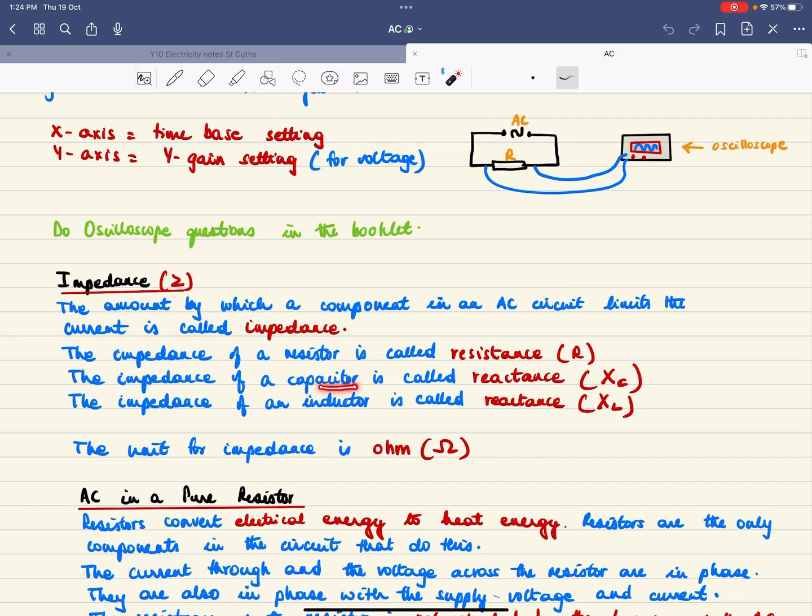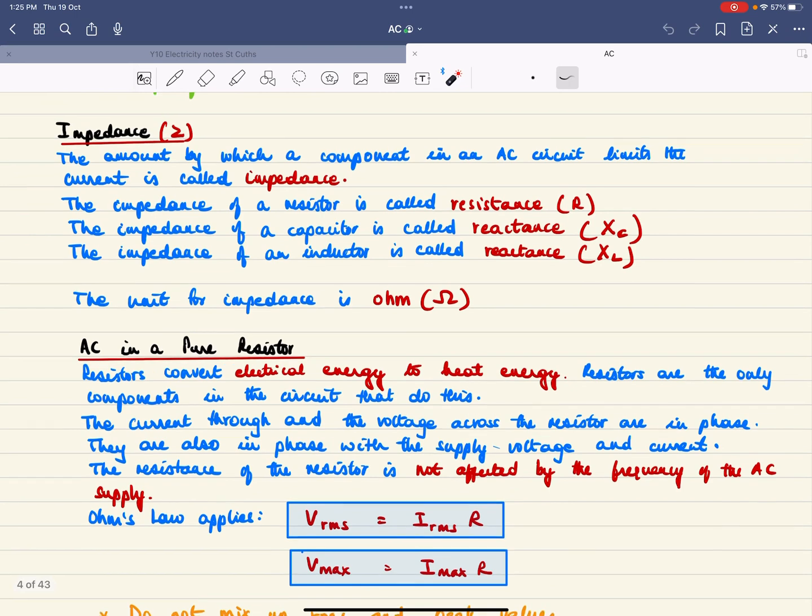If you have a capacitor or an inductor in an AC circuit, then the impedance of those is called reactance. The symbol for reactance is X, and you put a subscript C if it's a capacitor or a subscript L if it is an inductor. The unit for all of them is the ohm.